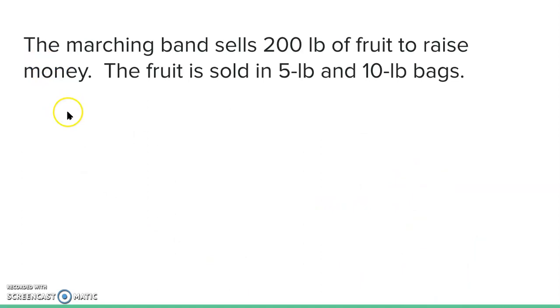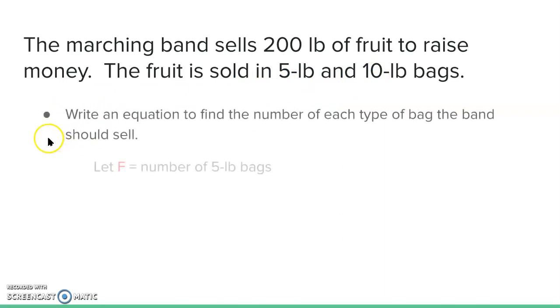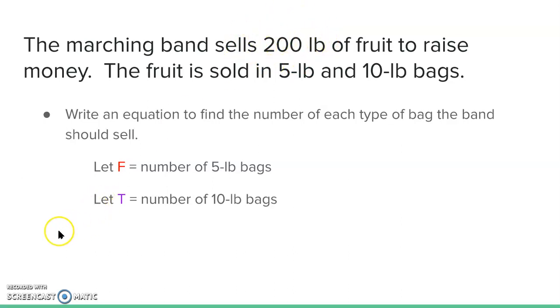First, I recognize I have two different types of variables here, a 5-pound bag and a 10-pound bag. So let's let F represent the number of 5-pound bags and T represent the number of 10-pound bags. I could just as easily use X and Y, or any variable. I also recognize that I want to sell 200 pounds of fruit, so my total needs to be 200 pounds.